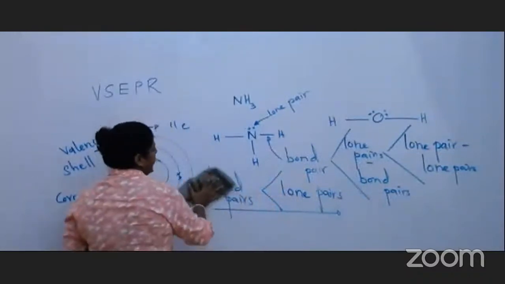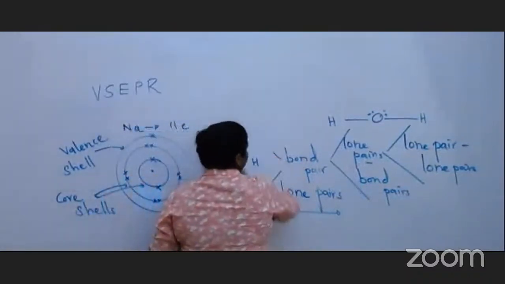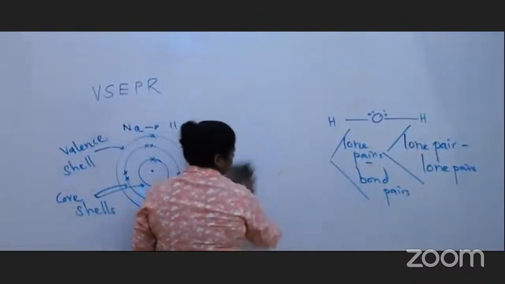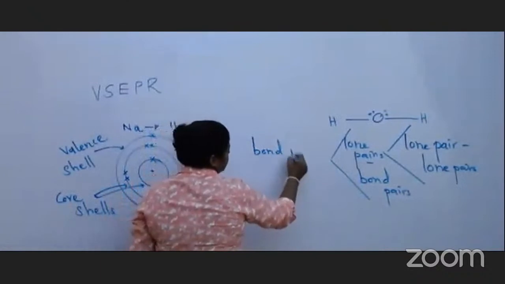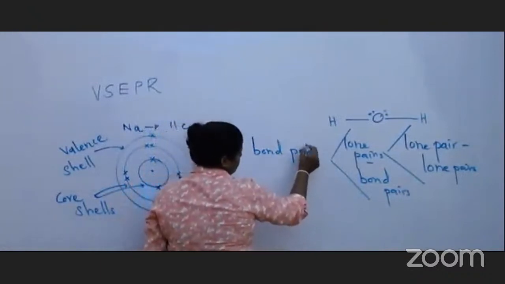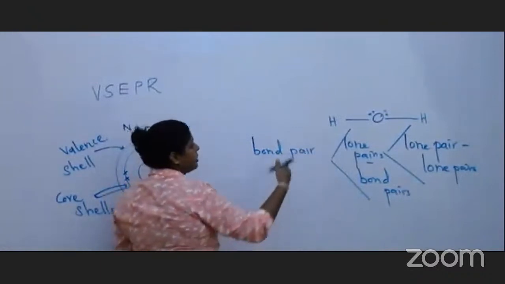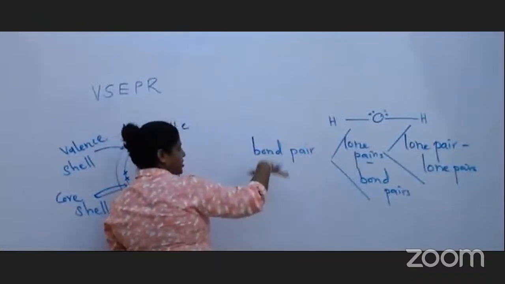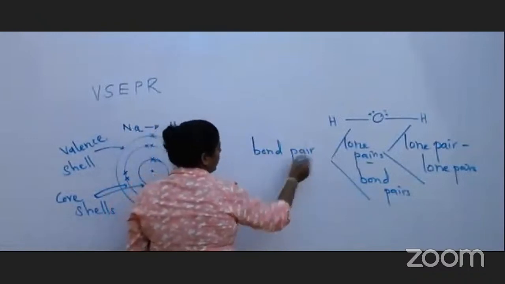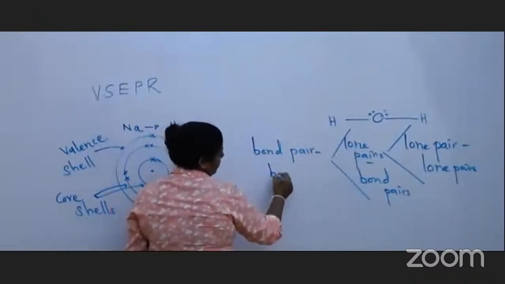Repulsion in between bond pairs and bond pairs, right? The repulsion is restricted by some amount for the bonds in between bonds. That's why the repulsion is lowest in between bond pairs and bond pairs.